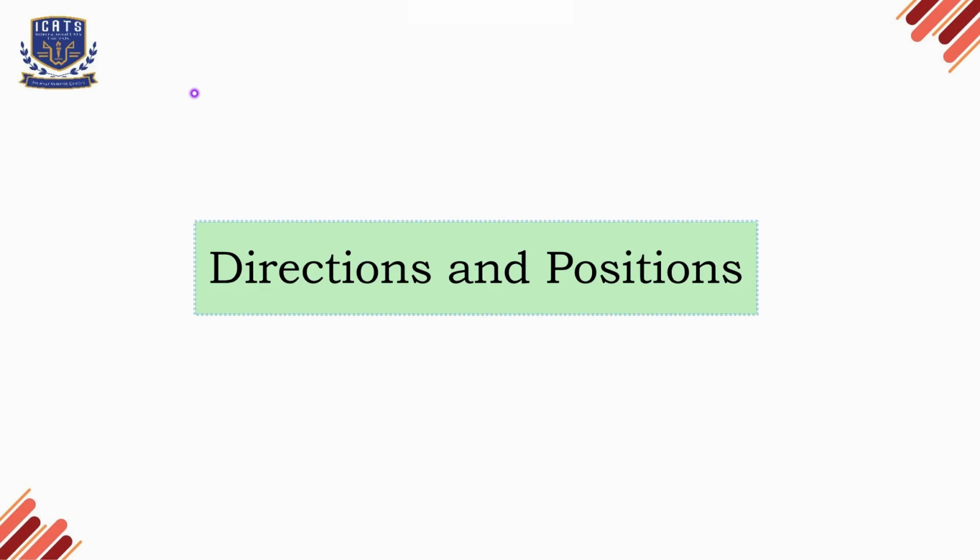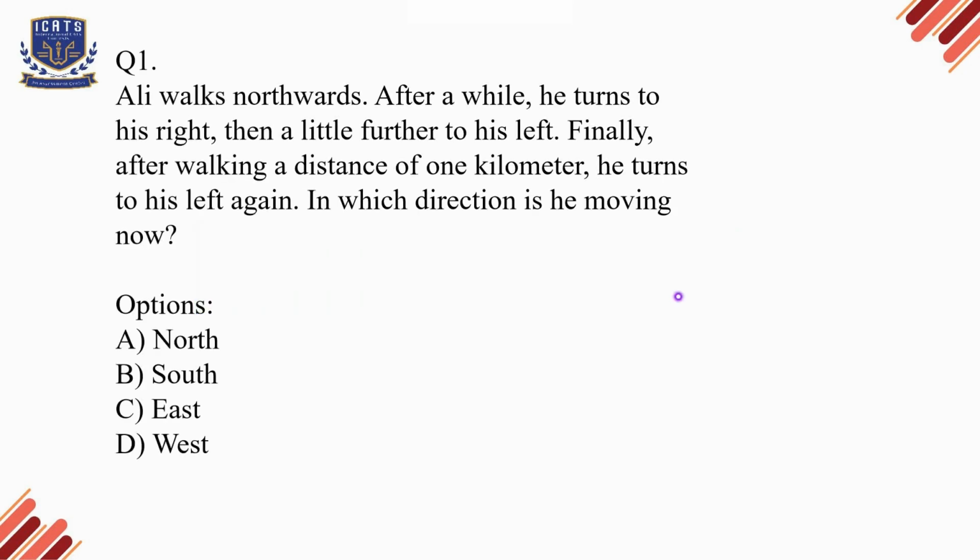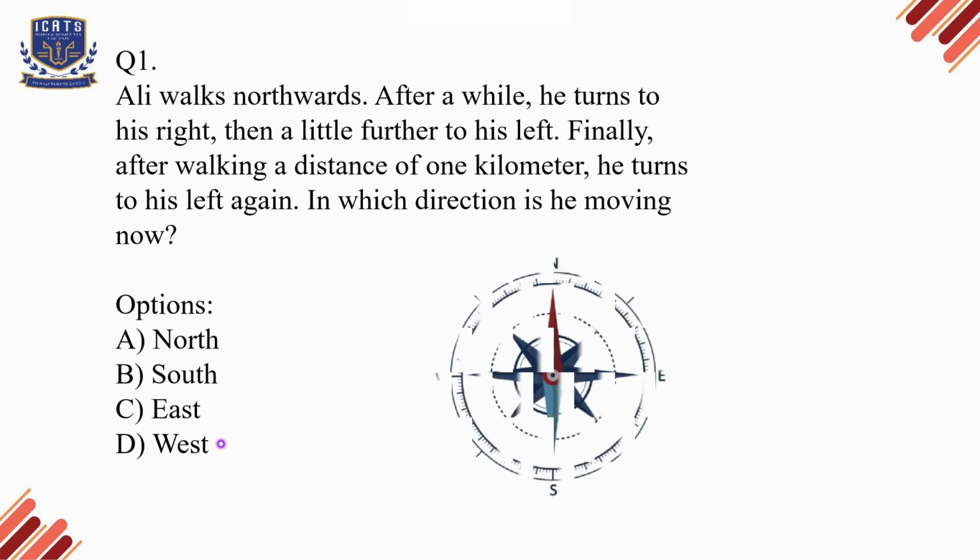Let's discuss the questions related to directions and positions. Question number 1. Ali walks northwards. After a while, he turns to his right, then a little further to his left. Finally, after walking a distance of 1 kilometer, he turns to his left again. In which direction is he moving now? Option A north, option B south, option C east, and option D west.